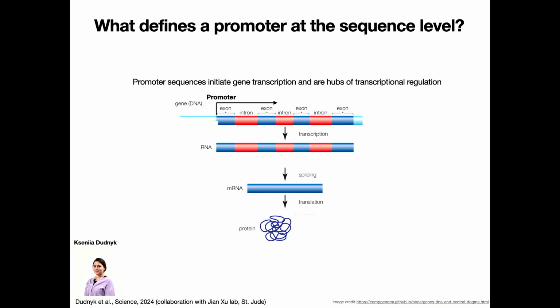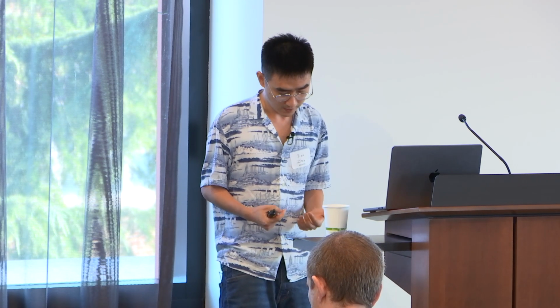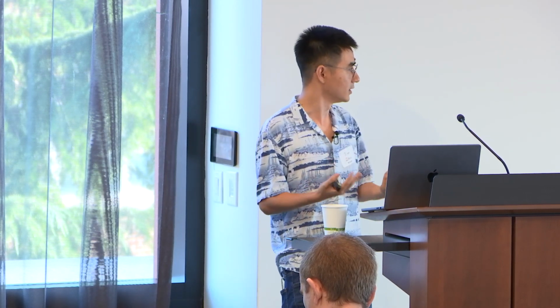We started by asking a simple question: what is a promoter? What defines a promoter at the sequence level? Of course, we know that promoters are an essential part of a gene. You can have a gene that does not encode a protein, or a gene that does not have an intron, but all genes have to have a promoter to be transcribed. So it is one of the most essential elements in the genome.